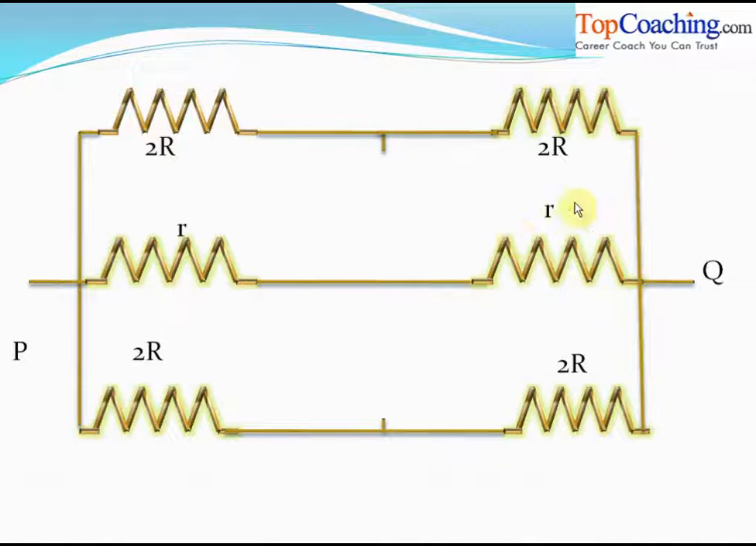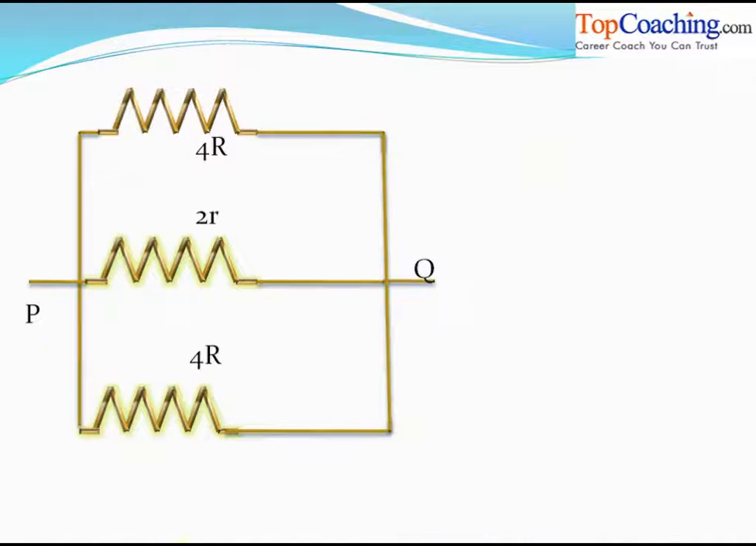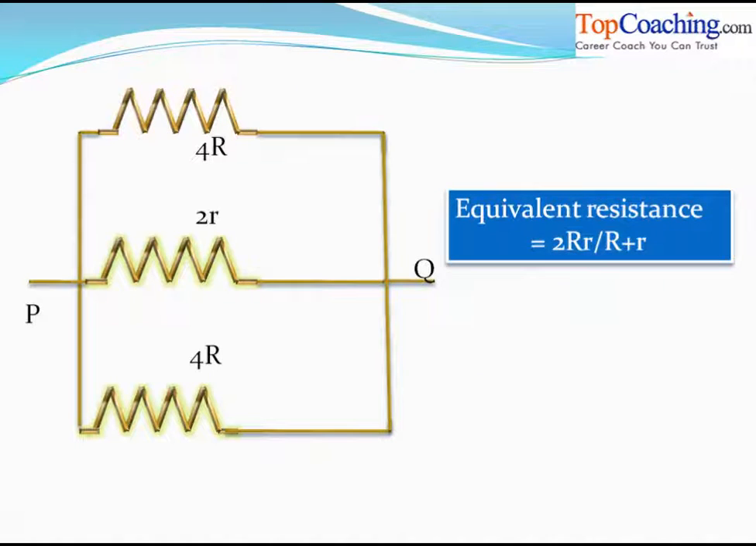Now the circuit has become so much simpler. As you can see, now these two resistances are in series, these two are in series and these two are in series. When we combine them, we get this, and we get three resistances in parallel, 4R, 2R and 4R. On simplification and using the formula 1 by R equivalent is 1 by R1 plus 1 by R2 plus 1 by R3, we get the final value of the equivalent resistance of this circuit as 2R.